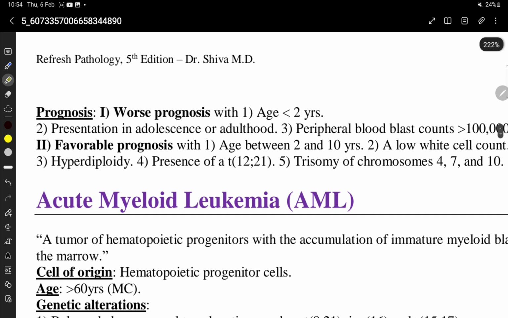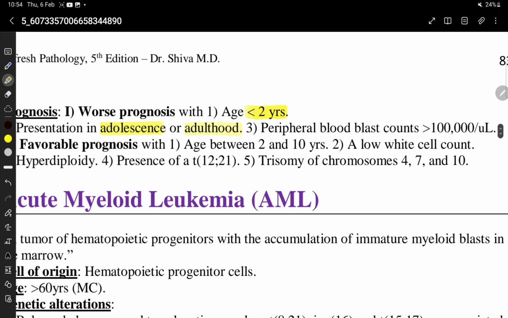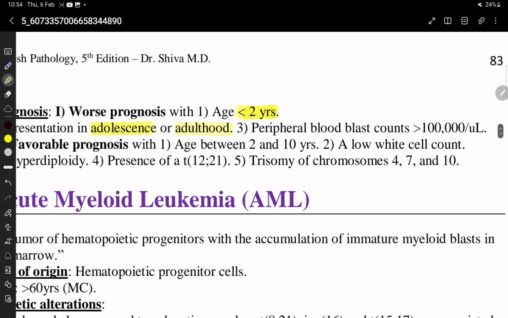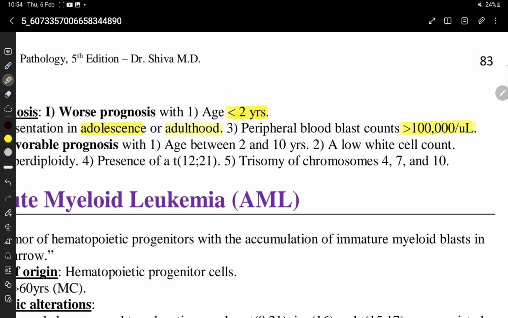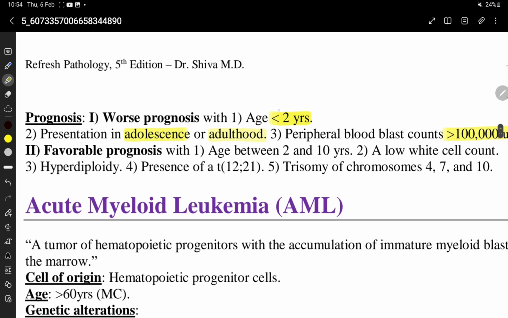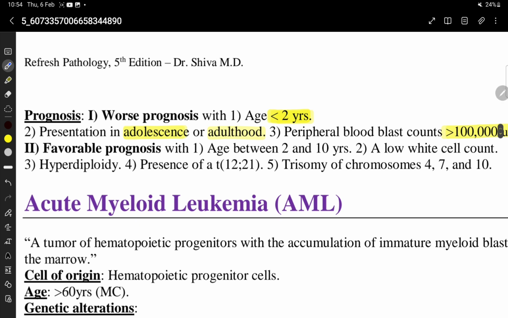Prognosis of ALL: worse prognosis with age less than 2 years, presentation in adolescence or adulthood, and peripheral blood blast count greater than 1 lakh per microliter.